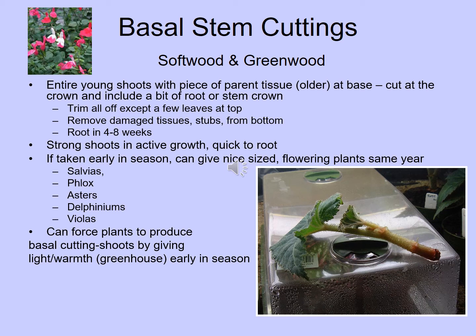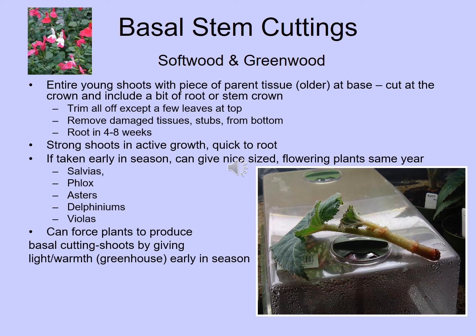It's when you take the stem or a branch of a plant and you cut it all the way back to where it joins with the next bigger branch, and you take some of the tissue from that next bigger branch also, so that the entire shoot or branch comes with a piece of the parent tissue, that older tissue from the next biggest branch that it's attached to, cut at the base. And you trim off all the leaves, just like with all other cuttings.